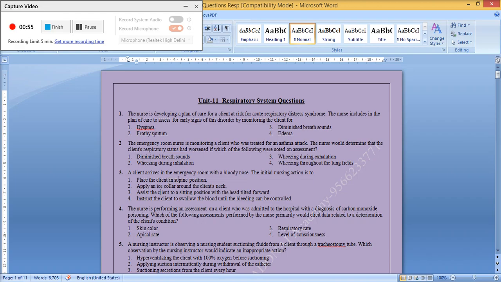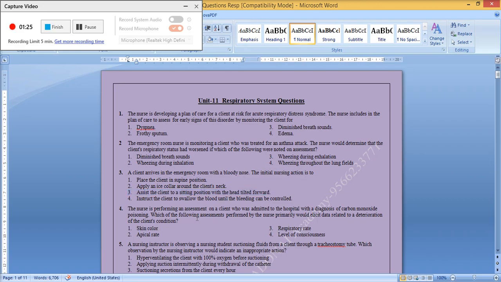A client arrives in the emergency room with a bloody nose. The initial nursing action is to 1. Place the client in supine position, 2. Apply an ice collar around the client's neck, 3. Assist the client to a sitting position with the head tilted forward, 4. Instruct the client to swallow the blood until the bleeding can be controlled. The correct answer is 3. Assist the client to a sitting position with the head tilted forward.